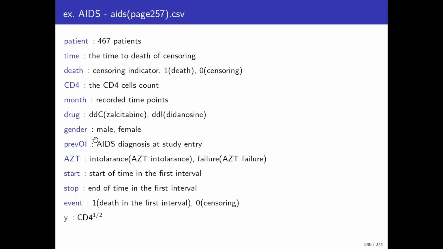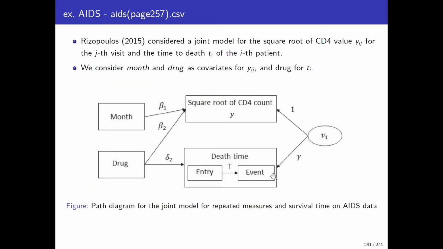And this is our variable. We have patient, time, date, CD4, month, drug, gender, prevOI, AZT, start, stop, event, and Y. Following Rizopoulos in 2015, consider a joint model for the square root of CD4 values Y_ij for the jth visits and the time to death T_i of the ith patient. We consider month and drug as covariates for Y_ij and drug for T_i. Therefore, this figure represents the path diagram for the joint model for repeated measures and survival times on AIDS data.